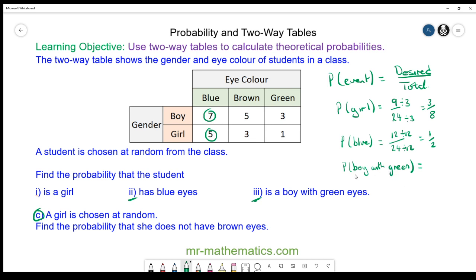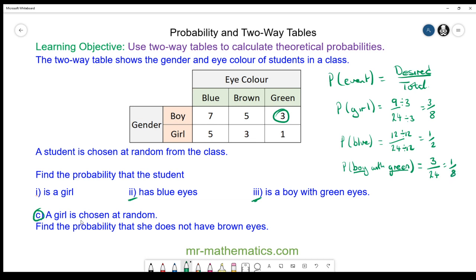And now we can really narrow this down, because we're not looking at a boy anymore, but now a boy has to have green eyes, so we're being much more focused. There's still a sample size of 24, and the boys with green eyes are highlighted here. So this is going to be 3 out of 24, which is going to be 1/8.